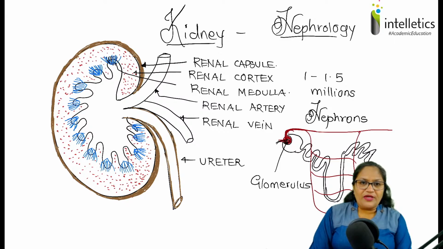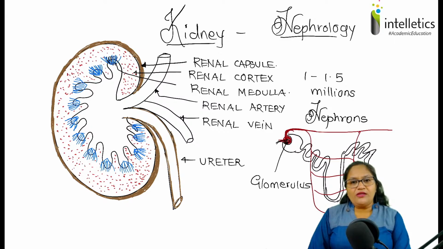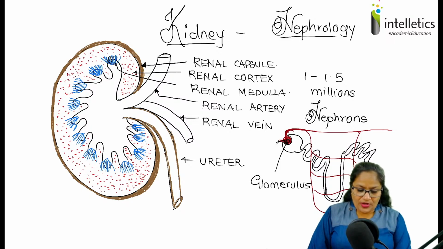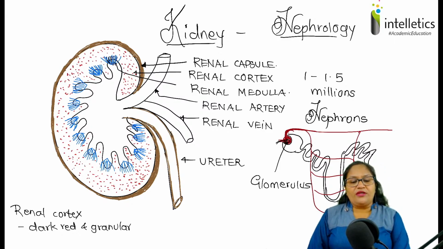Okay, now this kidney that you are seeing here, we can see that the renal cortex, the one which we had done the dotting in this way. I think you can see it again. I'm pointing it out here. Okay, so this renal cortex appears to be dark red in color and it looks granular. I shall write here, the renal cortex is dark red and granular. That is, the outer part of the kidney is called the renal cortex and it is dark red and granular.